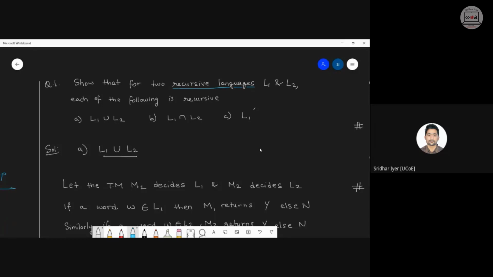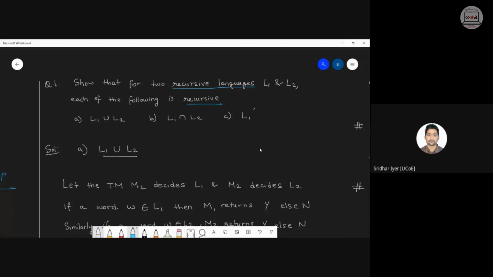Okay. So let's start with this problem. Show that for two recursive languages, L1 and L2, each of the following is recursive. Now, it will be recursive when it is decidable. It's straightforward, simple as that. Clear cut. That means the machine should halt. If the machine is halting, whether it is yes or no, it doesn't matter. If the machine is halting, then it is Turing decidable. And if it is Turing decidable, it is clearly recursive. Simple.